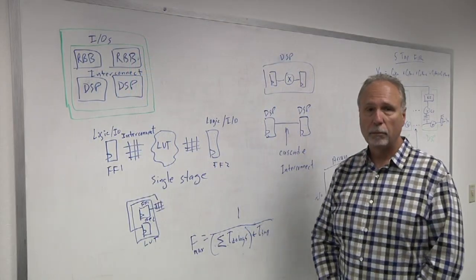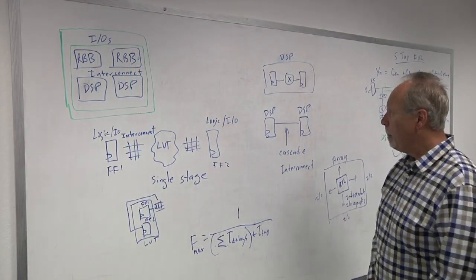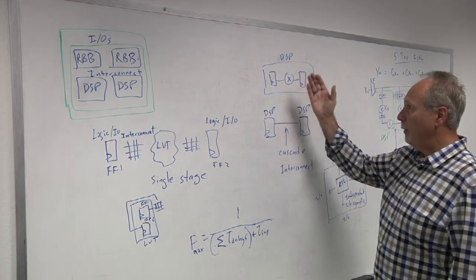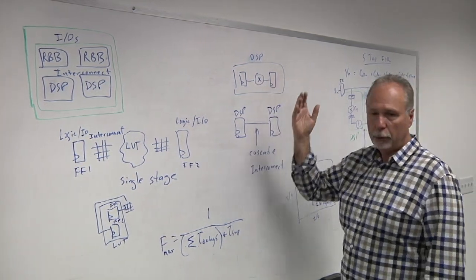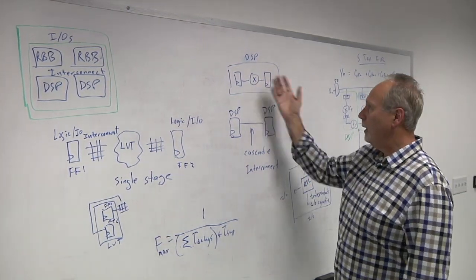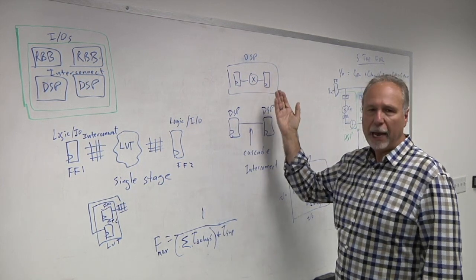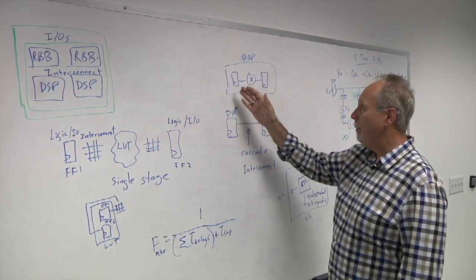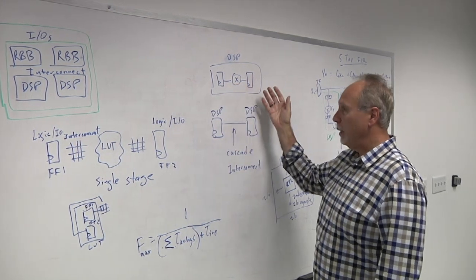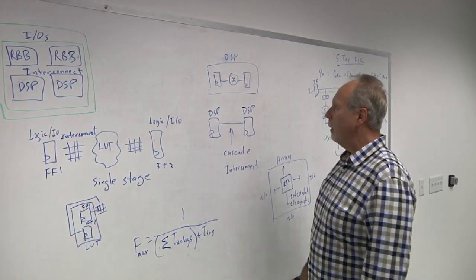So how does that apply to the DSP? Well, the DSP is very similar. You have a flip-flop through to a flip-flop to get maximum frequency. In a DSP, you would go through either an adder or a multiplier. So how fast you could go within a DSP is one performance factor.